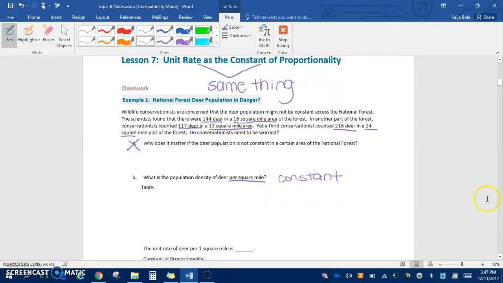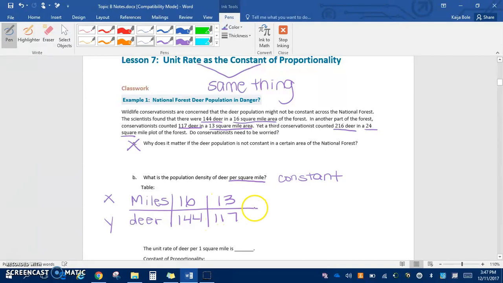So we're going to make a table. We're going to have miles first, and we're going to have that be our x, and then our deer will be y. So based off of what they told us, we know that in a 16 square mile area there were 144. In a 13 square mile area, there were 117. And then in a 24 square mile area, there were 216.